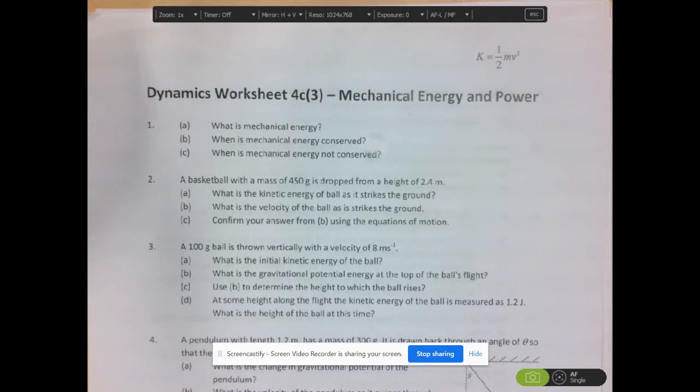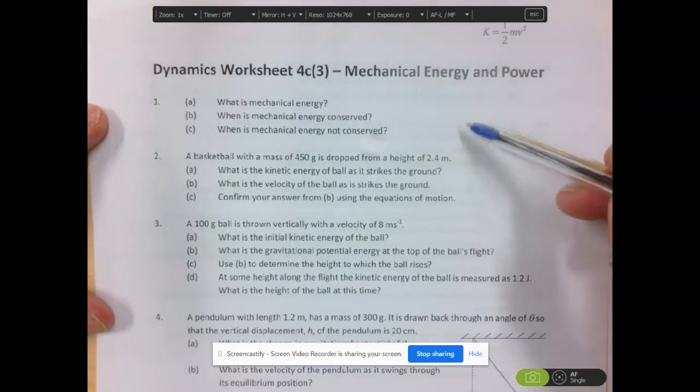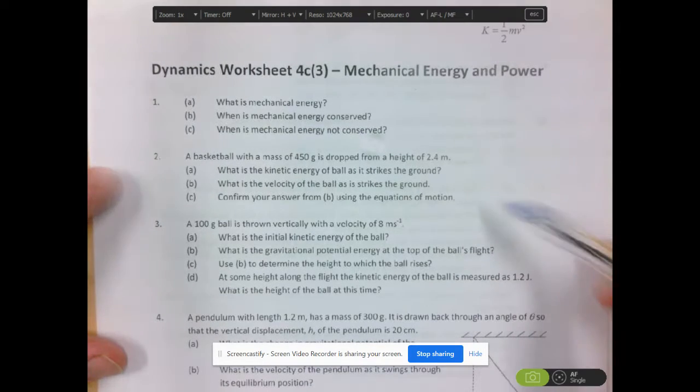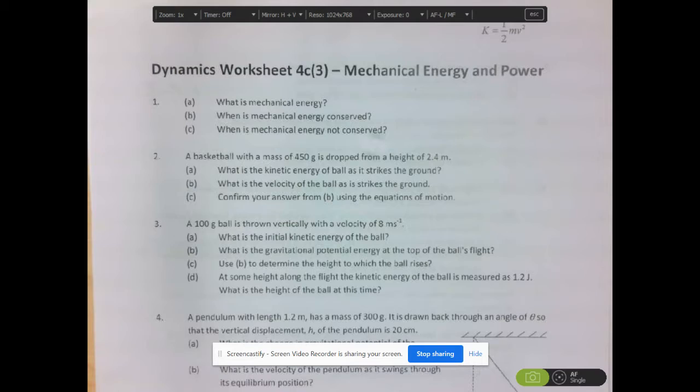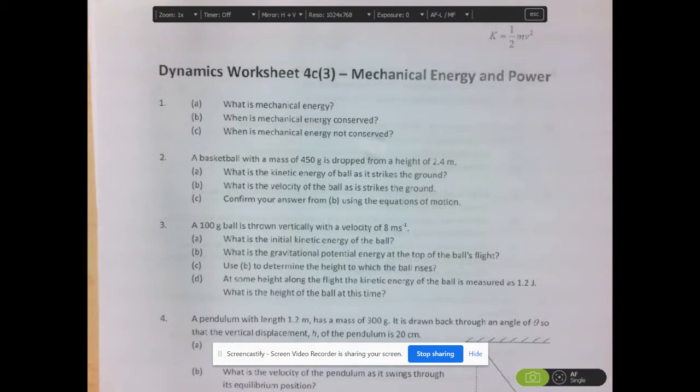Welcome. We're now going to do a work through of Dynamics Worksheet 4C3, Mechanical Energy and Power. Question 1 is a definitional question, so I'm leaving that part to you. Question 2 is a basketball being dropped from a height. So let's take our information and put it onto a diagram and then be able to work with it.